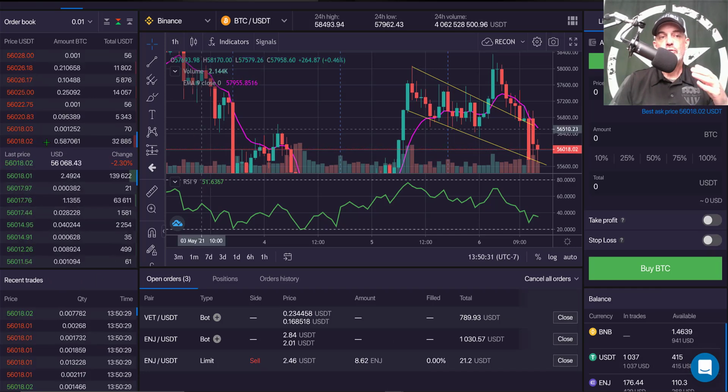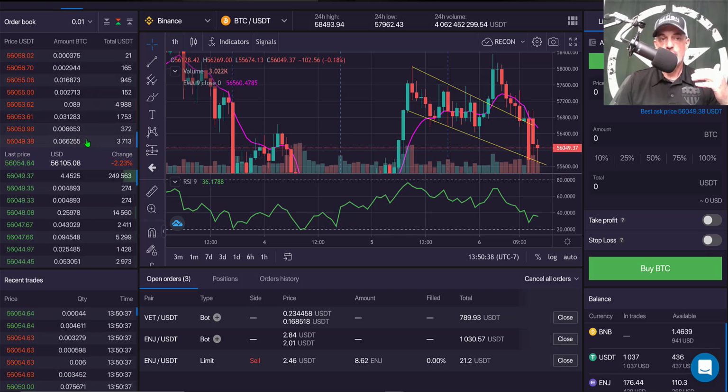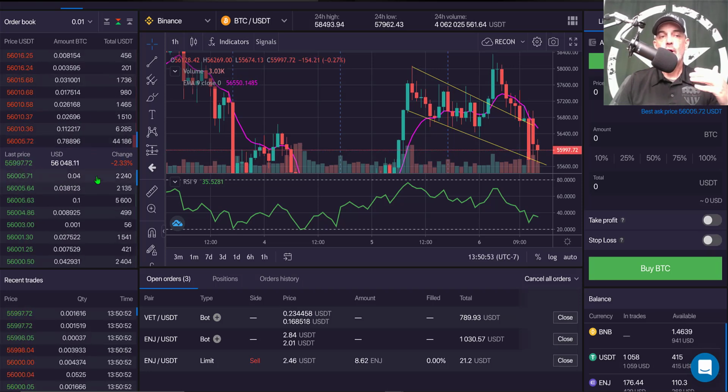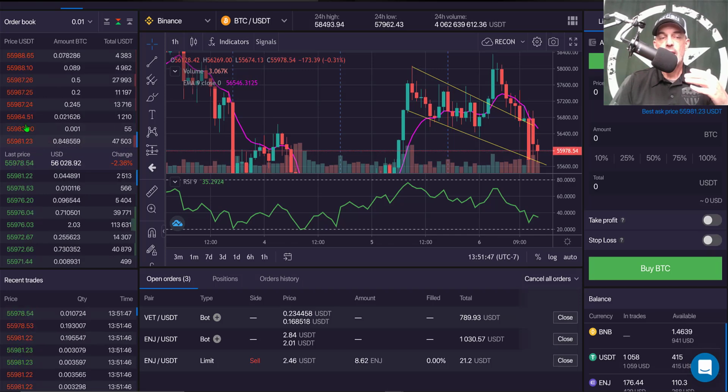And so what you're looking for when you're reading the tape are any large limit sell orders, which could indicate resistance for the price moving up. And on the flip side, you'd be looking for large buy limit orders, which could act as support and keep the price from going down. And so what I'd be looking for is the price action over here to be moving in the direction I'm looking to trade. And I'd also be looking at the recent trades. If I'm looking to go long, I want to see a lot of green trades coming off the board.